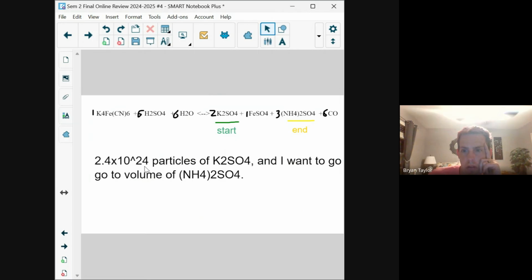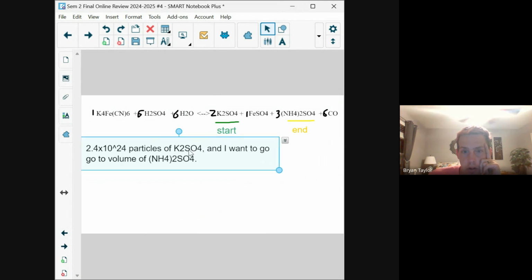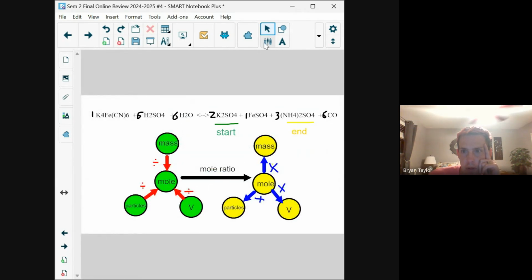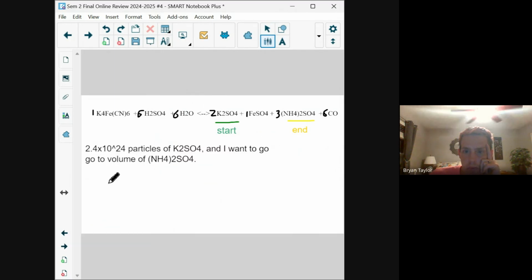So, very good. First and foremost, we're going to start at particles. We're going to go to volume. So, again, you won't have 2 mole islands, but you can kind of pretend. It's going to go 1, 2, 3. So, let's do what we do. Okay, and there's our 3 steps.